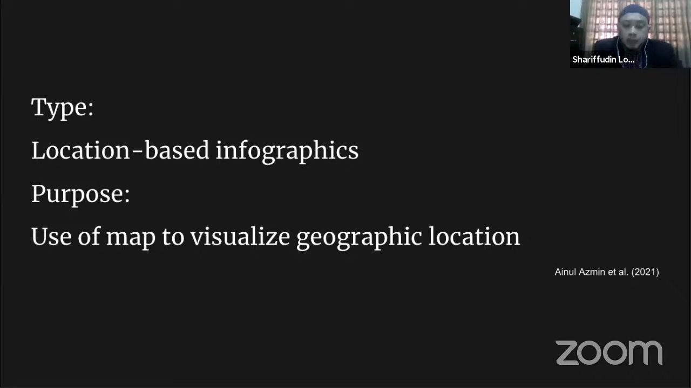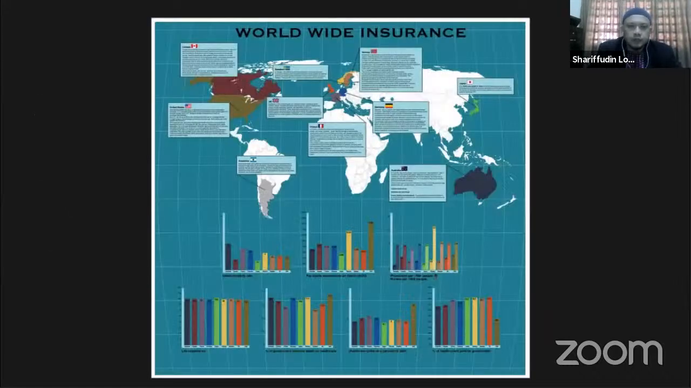Okay, so the purpose of the map is to visualize a geographic location. In the example, it shows each country, and here it is all about worldwide insurance. What I want to point out is that you can use this map as a visual aid to help you with your presentation.